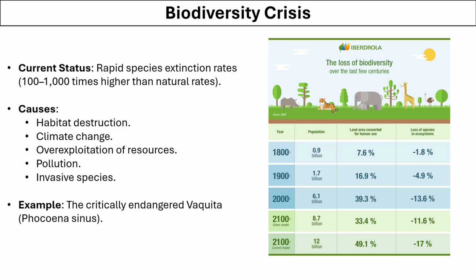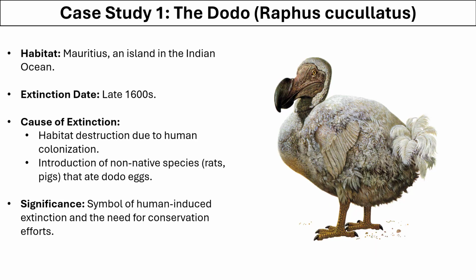Biodiversity crisis refers to the rapid species extinction rate, which is about 100 or 1,000 times higher than the natural extinction rate. The major causes are habitat destruction, climate change, overexploitation of resources, pollution, and invasive species. And there are several different kinds of species that have gone extinct in recent years. Let's talk about some prominent examples of extinctions.